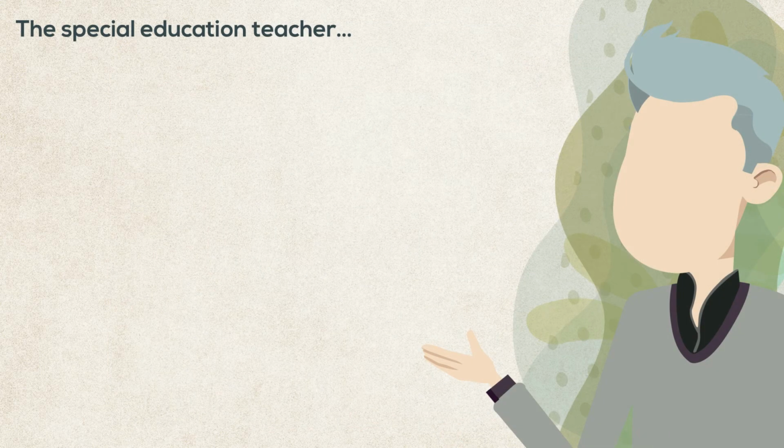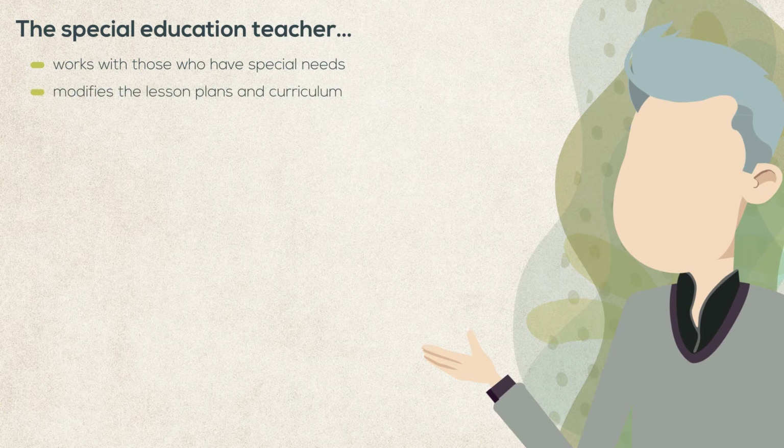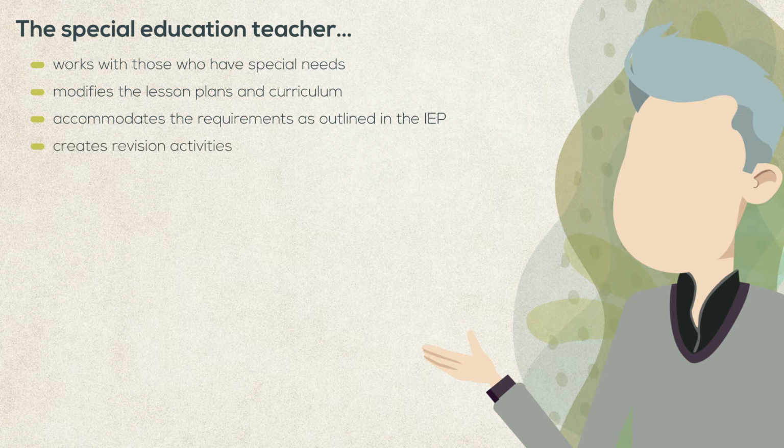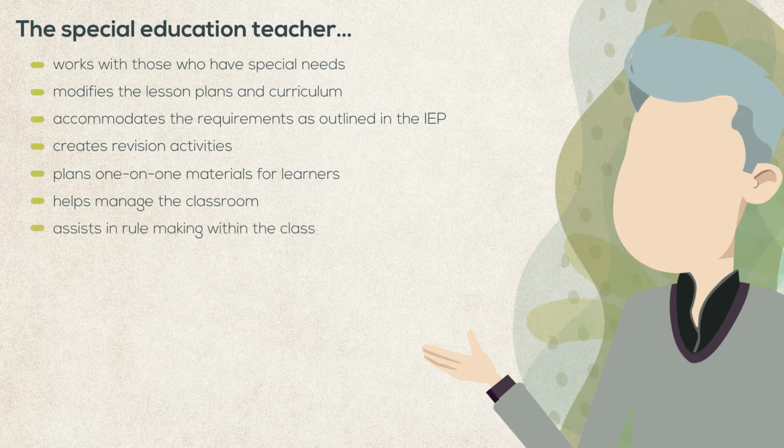The special education teacher works with those who have special needs and modifies the lesson plans and curriculum to accommodate the requirements as outlined in the IEP. The special needs teacher may also create revision activities and plan one-on-one materials for learners. A special education teacher helps manage the classroom in terms of setting up routines and behavior plans for those with special needs, and also assists in rulemaking within the class.